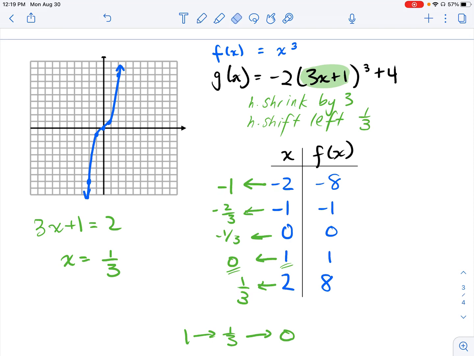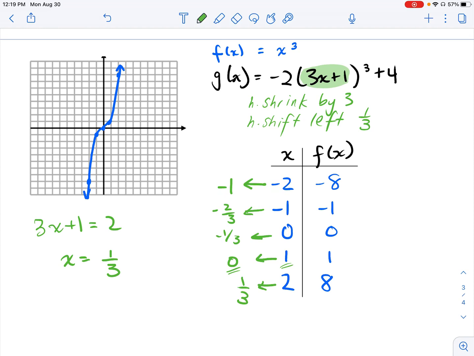Now, if I had done that the other way, if I had said this was a horizontal shift to the left 1 unit, and then a horizontal shrink by 3, that also works as well. If 1 goes to 0, because you're shifting to the left 1 unit, and then shrinking it by 3, well, 0 times 1/3 is still going to be 0. Or 1/3 of 0 is still 0, I should say, is probably a better way of saying that. So I still end up in the same spot. So these are now my new transformed horizontal values.